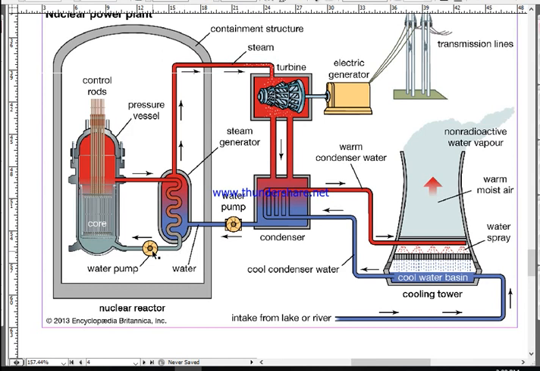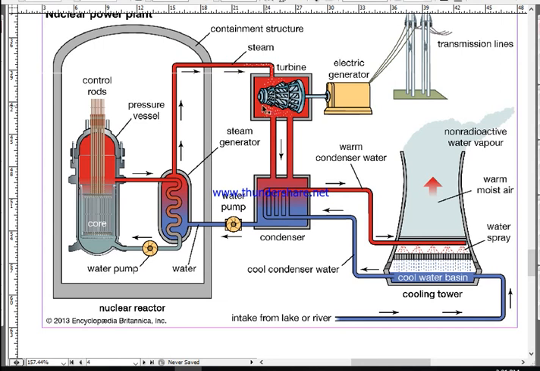That water is pumped back into the core, and here in the steam generator, the generated steam is passed through a tube at very high pressure. That high pressure steam is incident on the turbine. Because of the pressure of the steam, the turbine rotates. The turbine is connected to an electric generator, and when the turbine rotates, it produces electricity, which is fed into the transmission line.